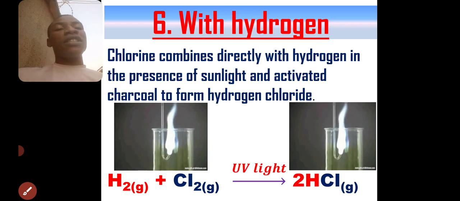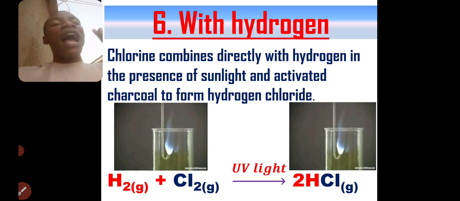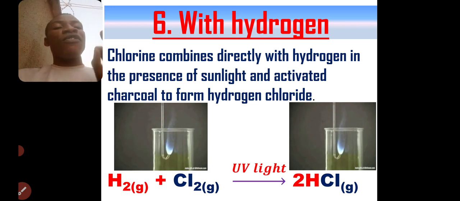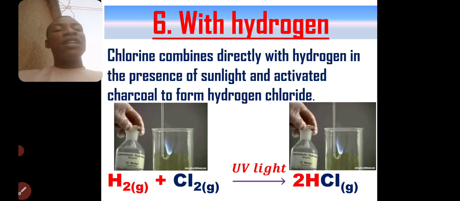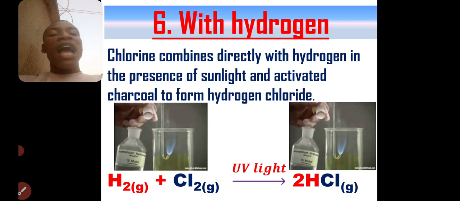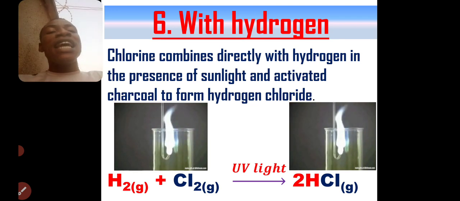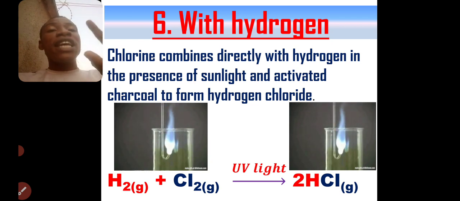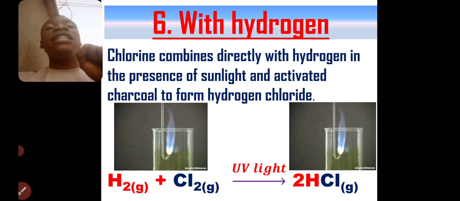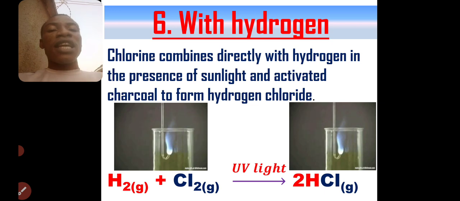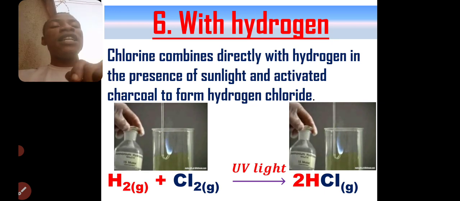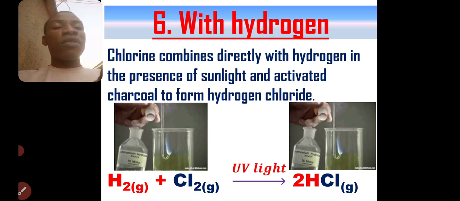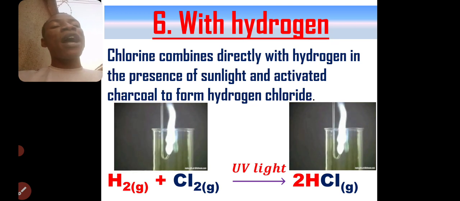With hydrogen, chlorine can react with hydrogen to give us hydrogen chloride gas. Hydrogen burns very rapidly inside chlorine gas to give us HCl gas, and if you test that HCl gas that is formed with aqueous NH3, it gives us a white film, as you can see in the picture above. Can you see the white film? All right.